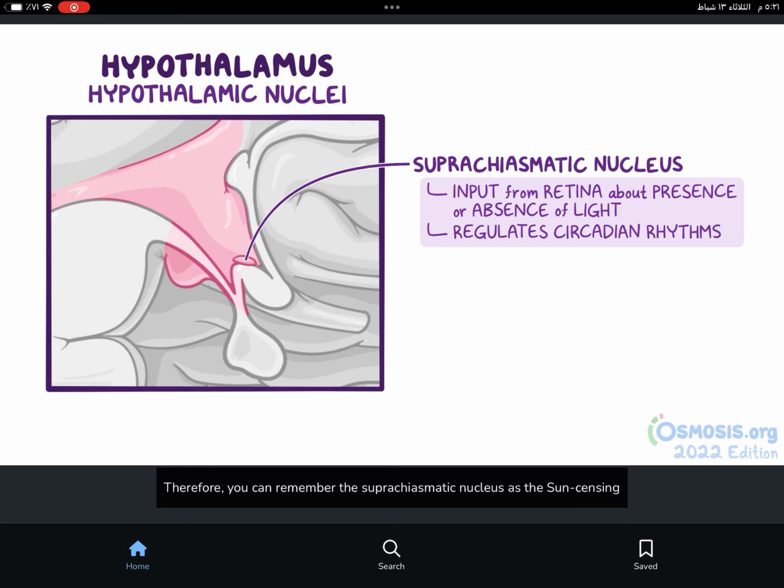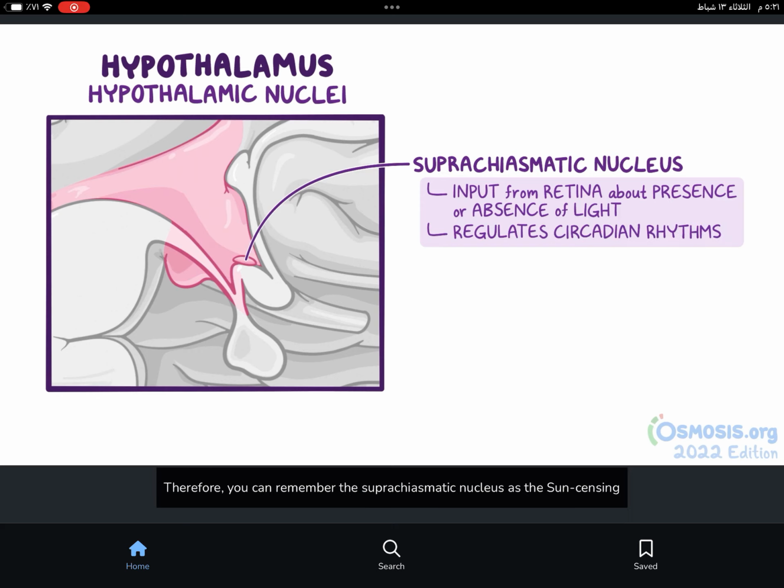The next two nuclei, namely the supraoptic and paraventricular nuclei, are in charge of hormone production. The supraoptic nucleus produces vasopressin, also known as the antidiuretic hormone, or ADH. This hormone causes constriction of blood vessels, increasing peripheral vascular resistance, and it also makes the kidneys reabsorb more water from their tubules into the bloodstream. These two actions ultimately increase blood pressure.